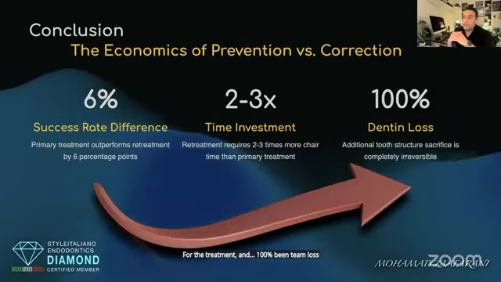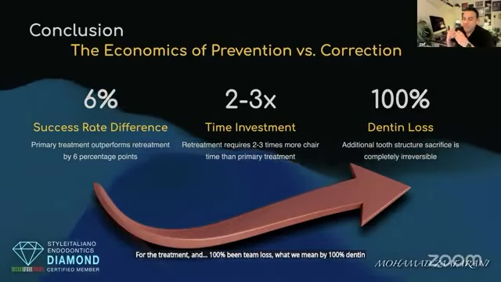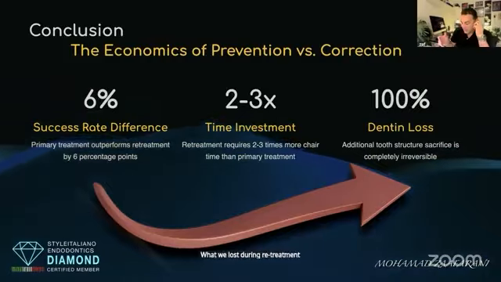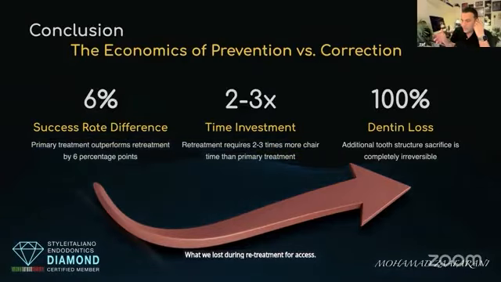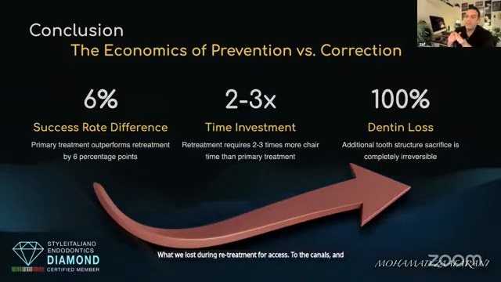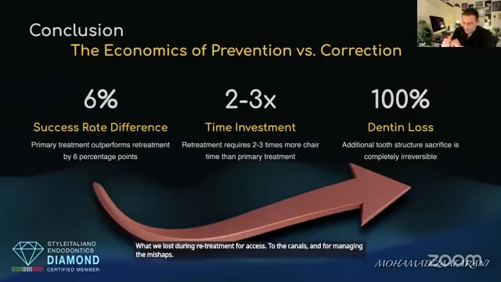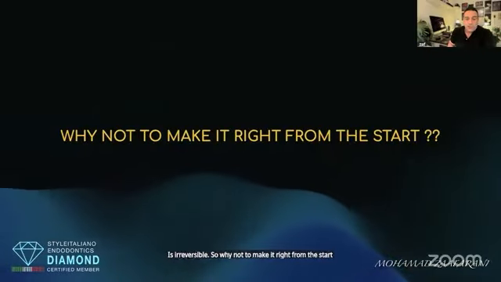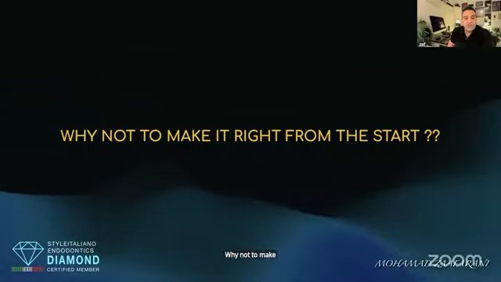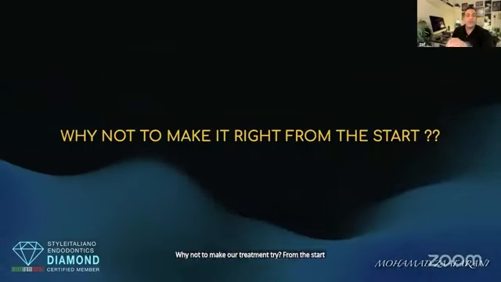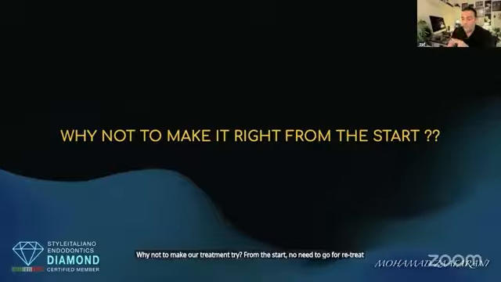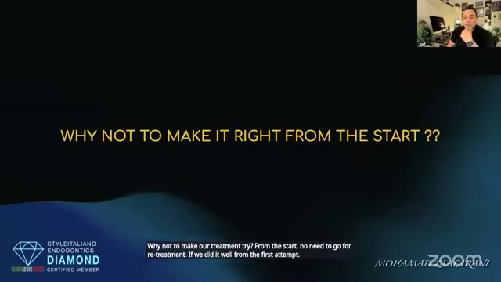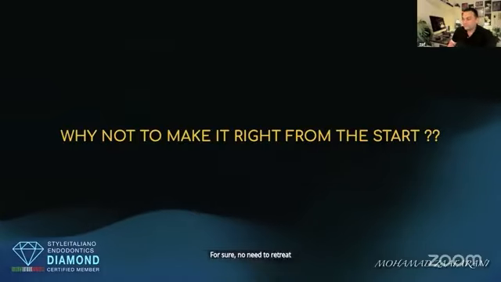What we mean by 100% dentine loss is that what we lost during retreatment for access to the canals and for managing the mishaps is irreversible. So why not make it right from the start? Why not make our treatment right from the start? No need to go for retreatment. If we did it well from the first attempt, for sure, no need to retreat the case.